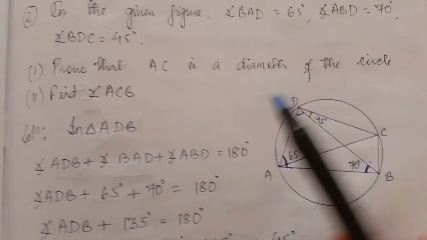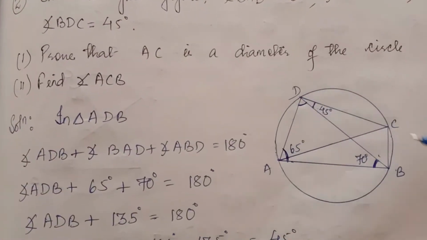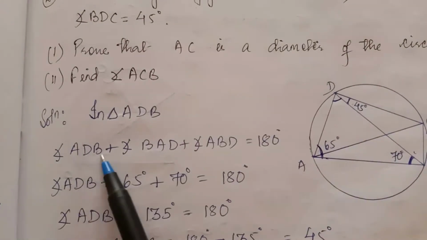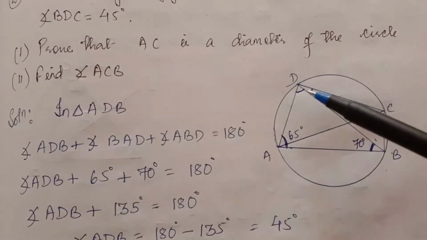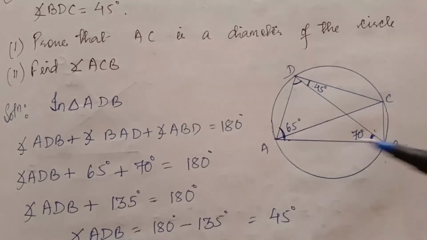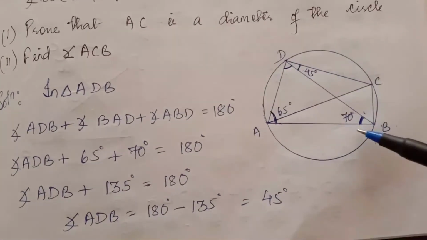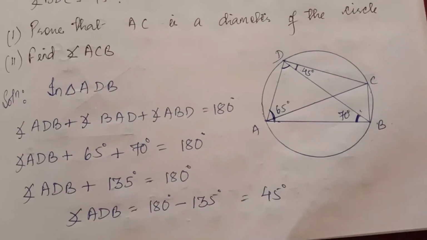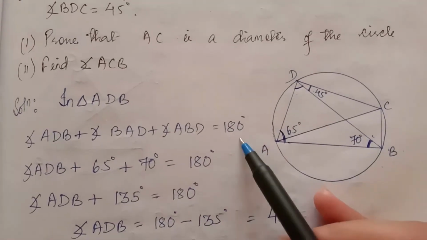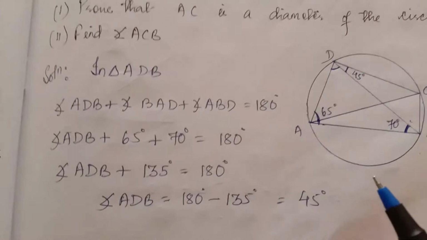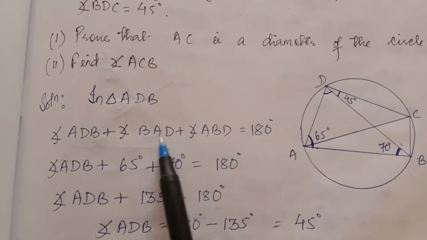So in triangle ADB, we will consider triangle ADB. Now we will write angle ADB, this angle, and angle BAD, this angle, and angle ABD, this angle. If we add all three angles of a triangle, it is always 180 degrees. These two angles are already known.